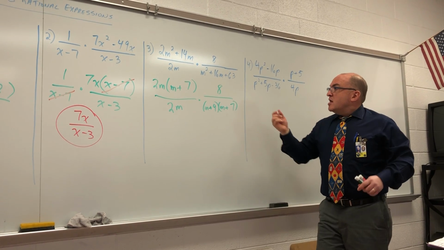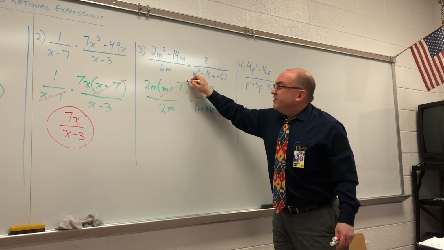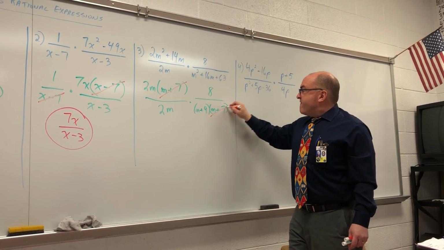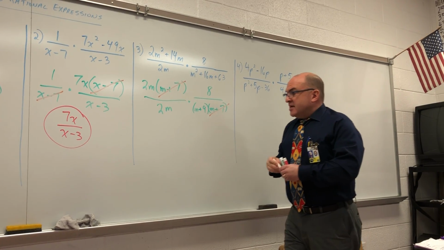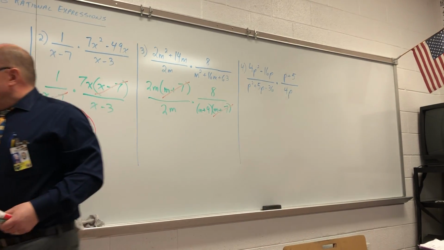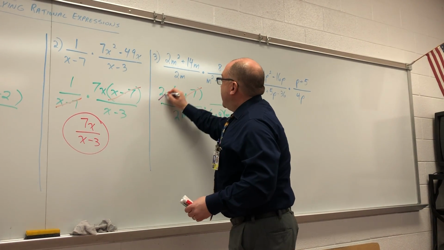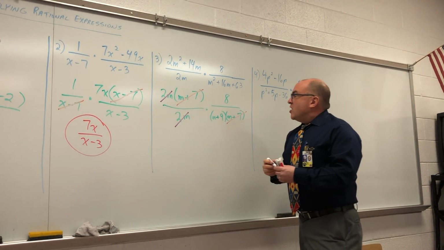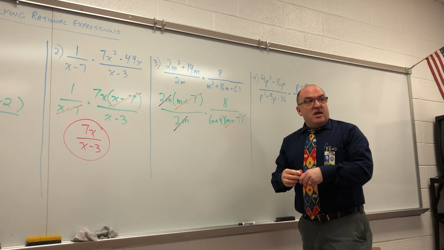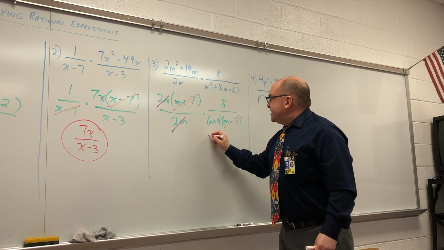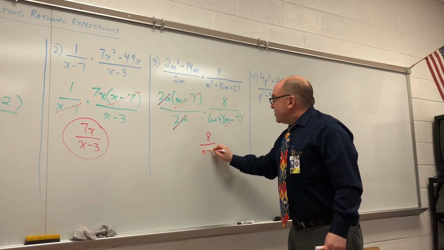Now, the m plus 7s cancel. What else cancels? The 2m, right. Very good. This 2m cancels with this 2m. What's left? 8 over m plus 9. Okay?